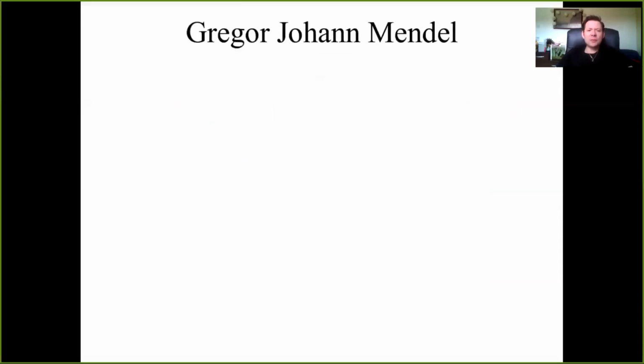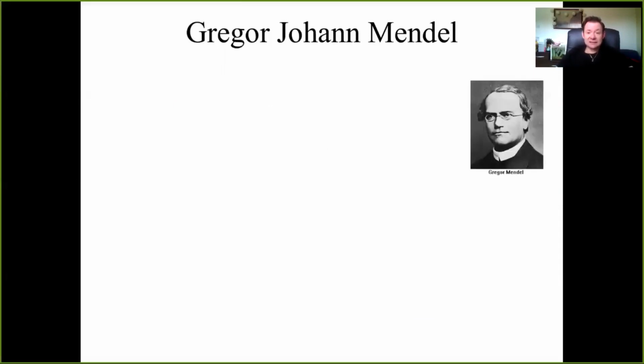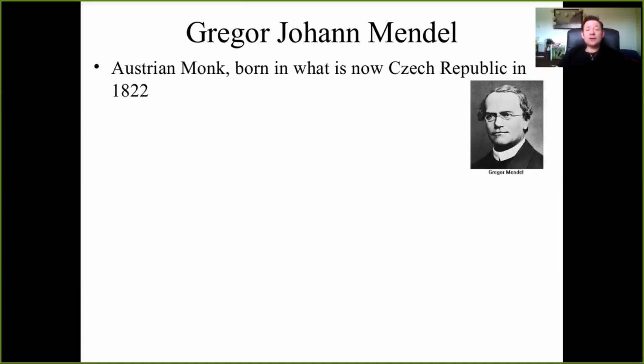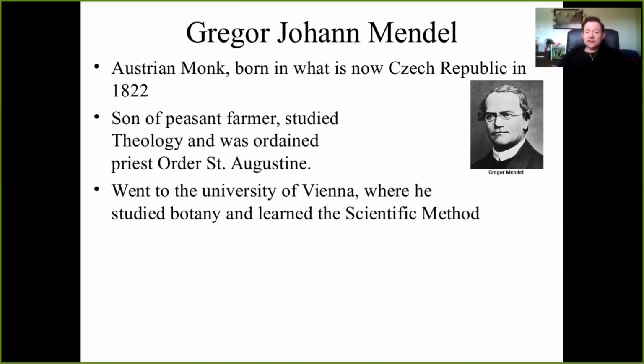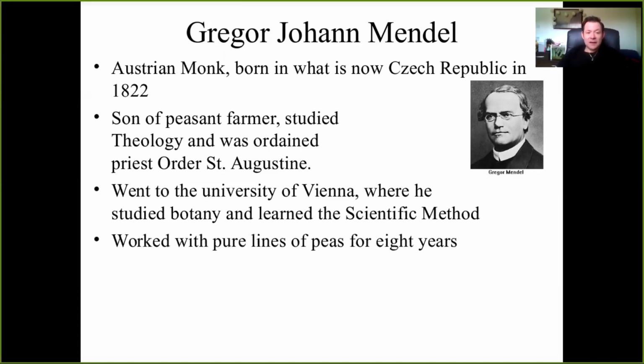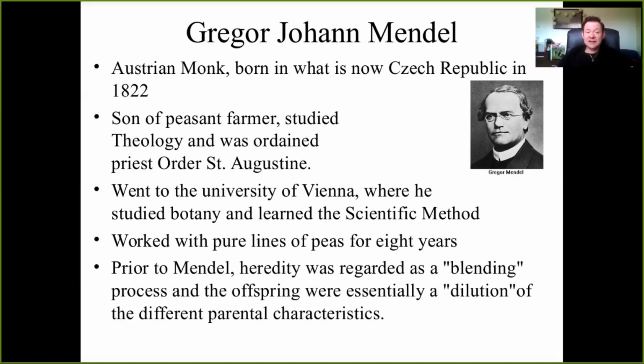So now let's talk about the man himself, Gregor Johann Mendel, the person who came up with Mendelian genetics. So this is the man right here, Gregor Mendel. He was an Austrian monk born in what is now the Czech Republic in 1822, son of a peasant farmer. He studied theology and was ordained a priest in the order of St. Augustine. He went to the University of Vienna, where he studied botany and learned the scientific method. He worked with pure lines of peas for 8 years.